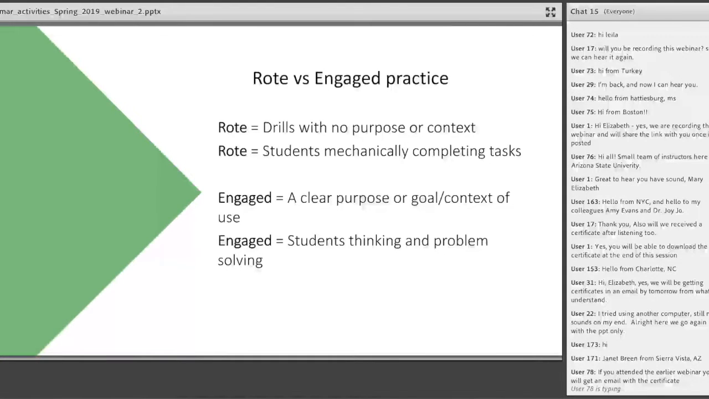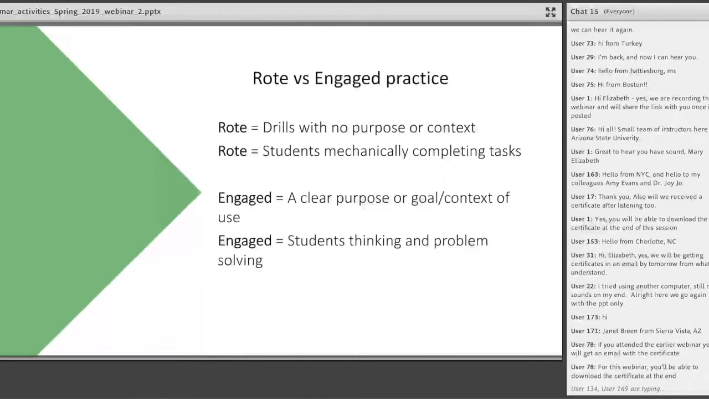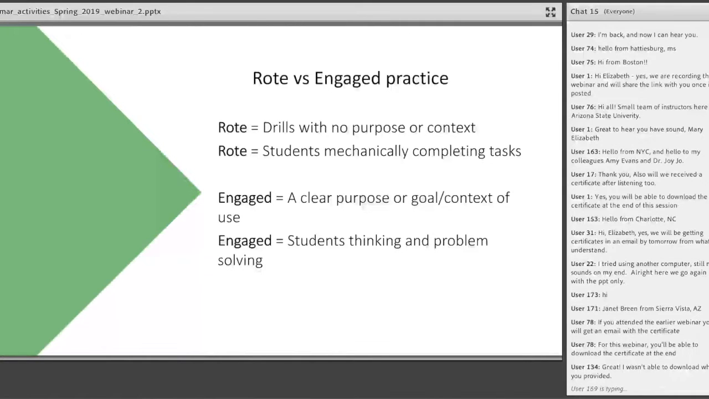Rote practice is when we have drills with no purpose or context. It's just kind of what I think of as drill and kill. So it's just drilling something, and as a teacher, it's boring for us. And as our students, it's even more boring because they don't see the purpose, it's not in a context, and they're just mechanically completing the tasks. It's like, I have to do this, the teacher says to do this, I'm going to do this, but I really don't know why. Whereas in engaged practice, there's a goal.